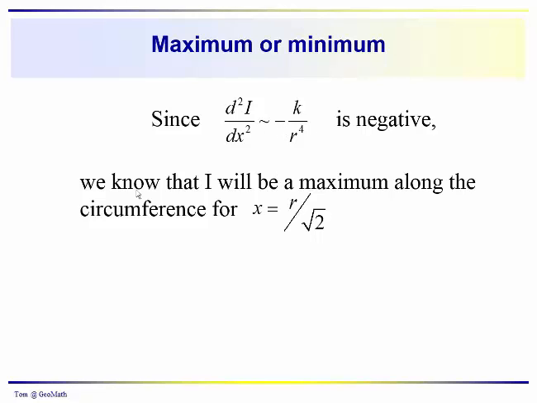So we know that I will be a maximum along the circumference for x equal to r over the square root of 2.